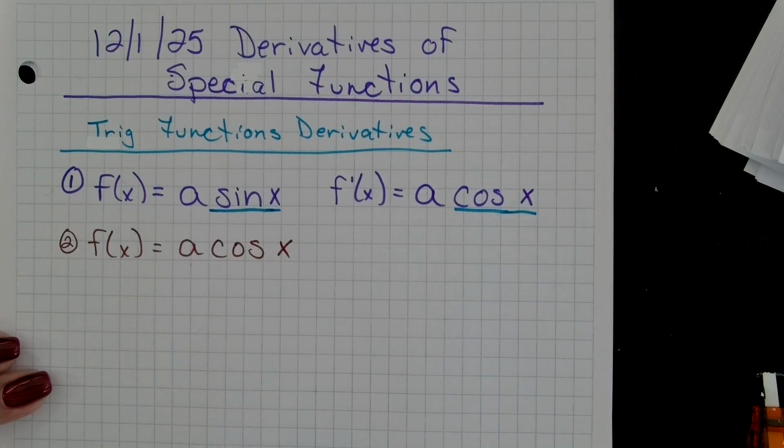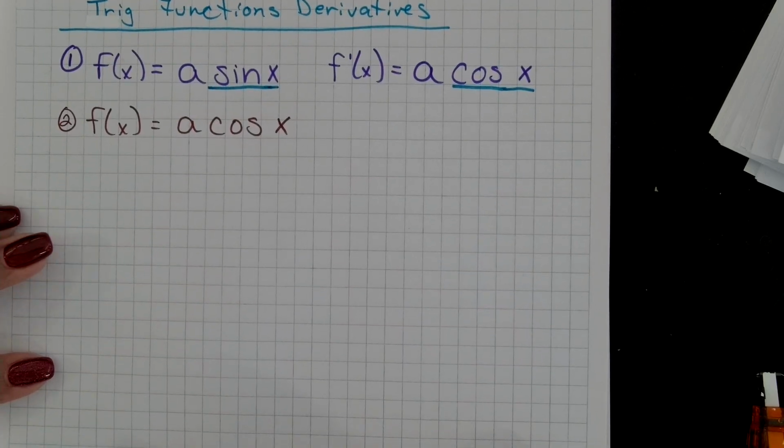The second one we will be doing is cosine. This one has 2 things that change. I'm sorry, am I going a little too fast? Okay.